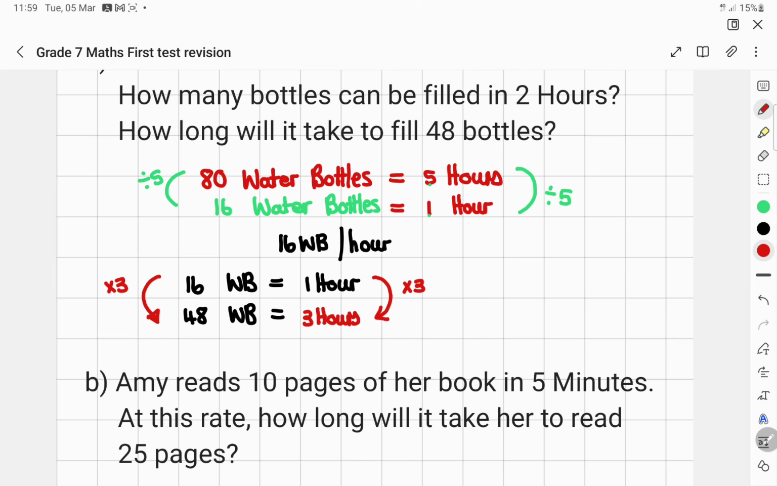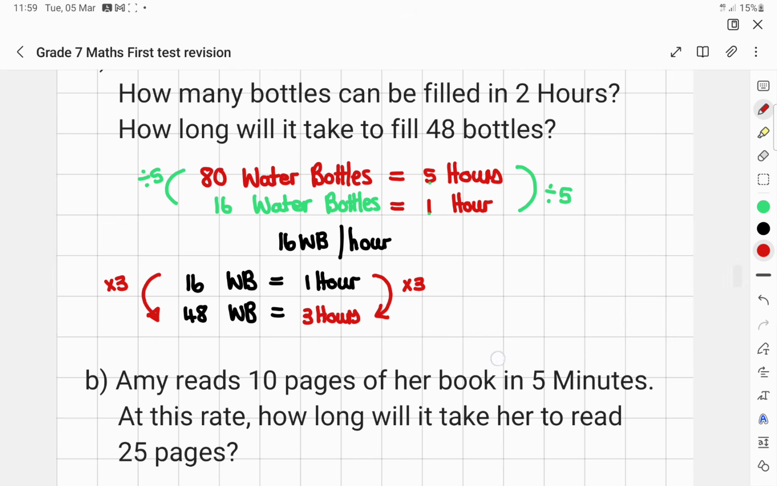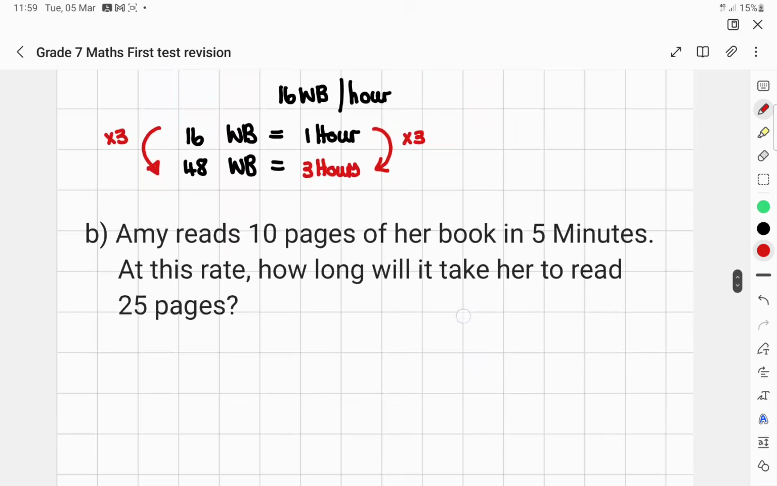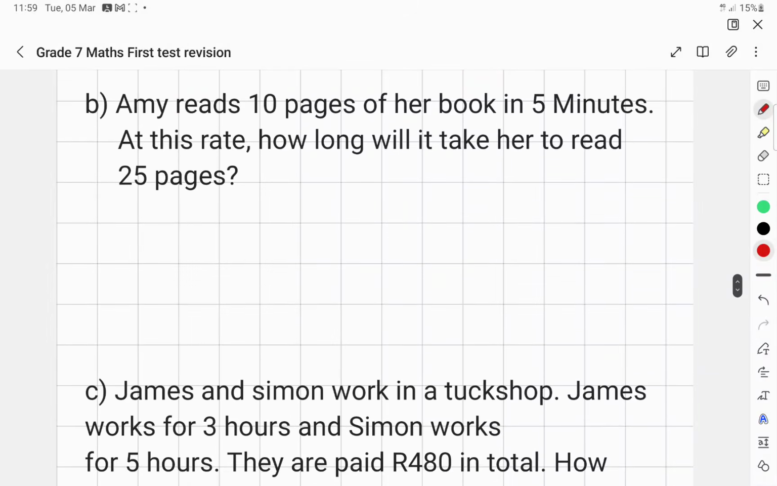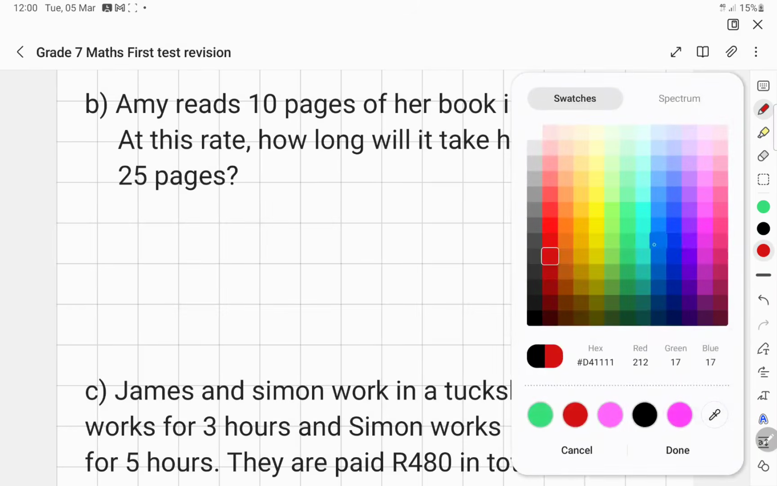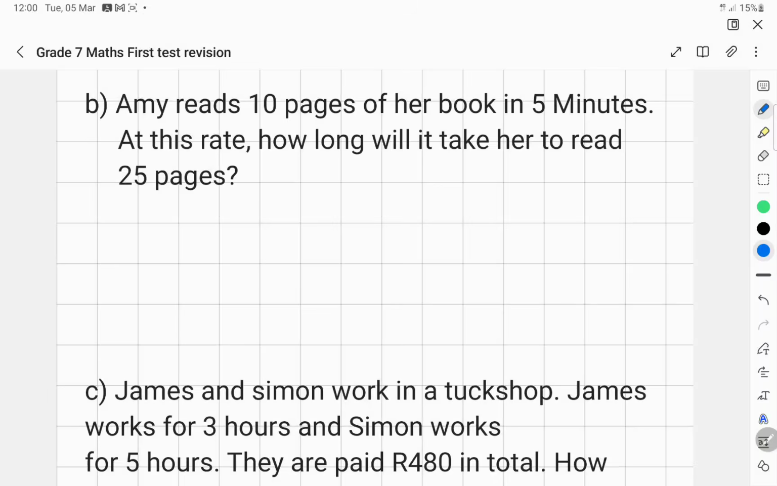Okay, so that's a nice way of saying you write up what you have, write down what you want, and then you say, how did I get the one side to balance to the other side? And then I do that in inverse on the other side. Okay, so I'm going to do this again over here. It says Amy reads 10 pages of a book in 5 minutes. So 10 pages equals 5 minutes. At this rate, how long will it take her to read 25 pages?